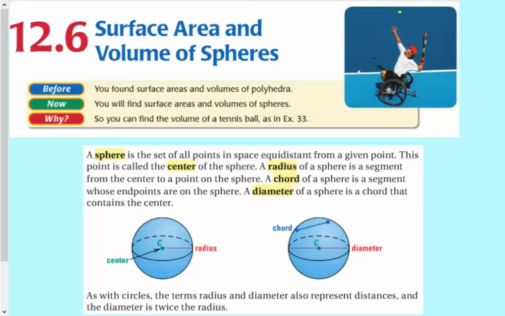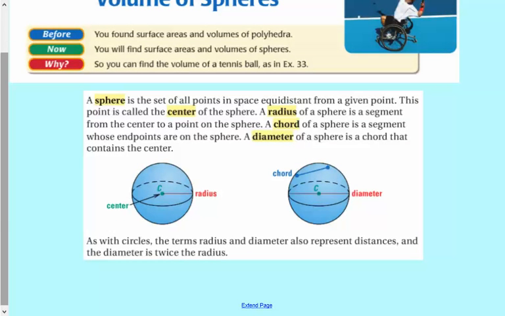Okay, here's your vocab, as most sections start off with. A sphere is a set of all points in space equidistant from a given point. It's basically the same definition as a circle, only in space, instead of on a plane. And then we have our radius, we have a chord. You're not really going to see chord very often. You have your diameter. It's basically circles in 3 dimensions.